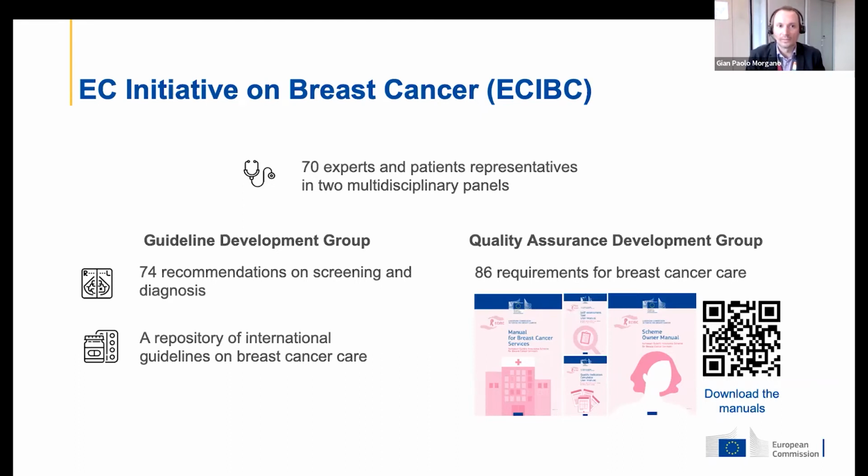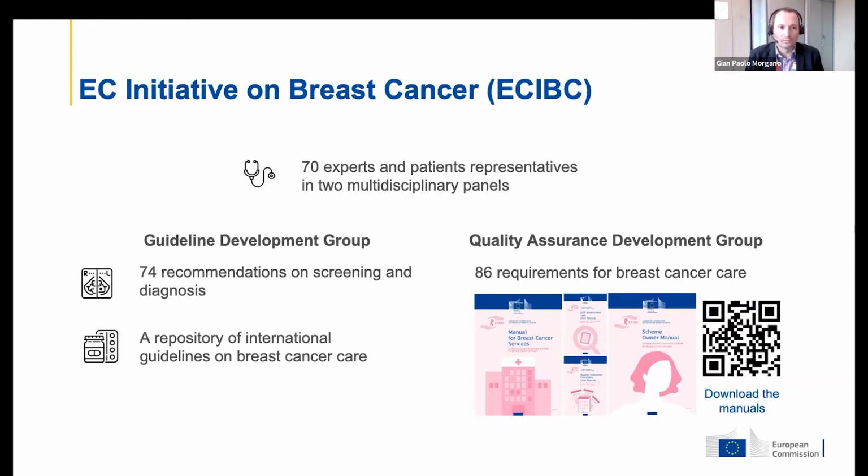We had 70 participants, between experts and patient representatives, that have been working in 2 groups. The first group is called the Guideline Development Group, that over the years has issued 74 recommendations on screening and diagnosis of breast cancer. The second group is called the Quality Assurance Development Group and has produced 86 requirements for breast cancer care that can be found in our manuals, meant to be used by breast cancer services, that can be downloaded using the QR code on the right-hand side of the slide.